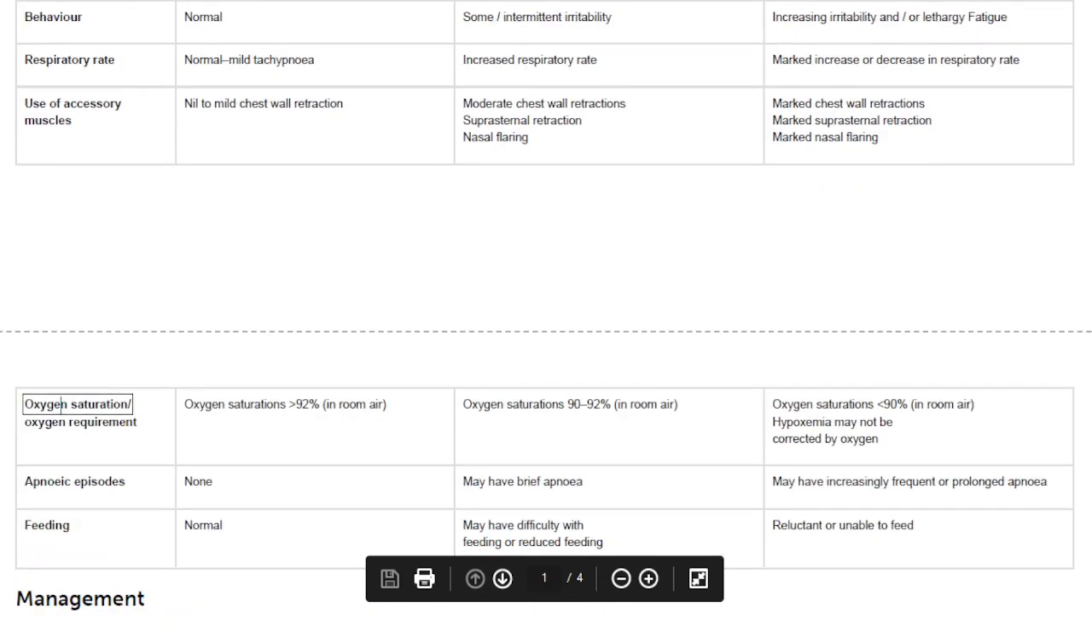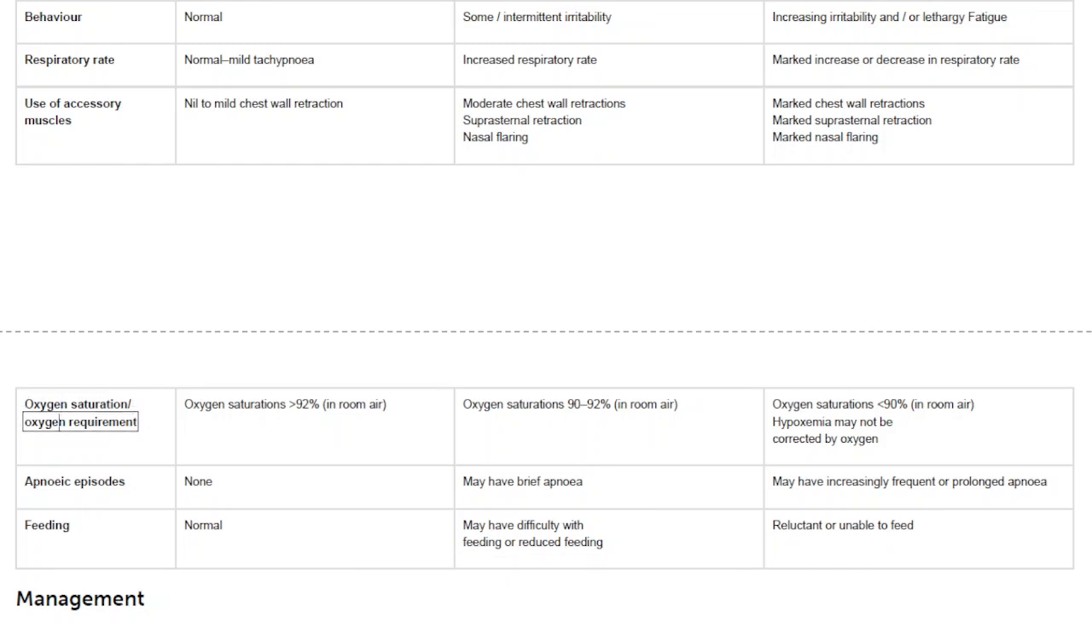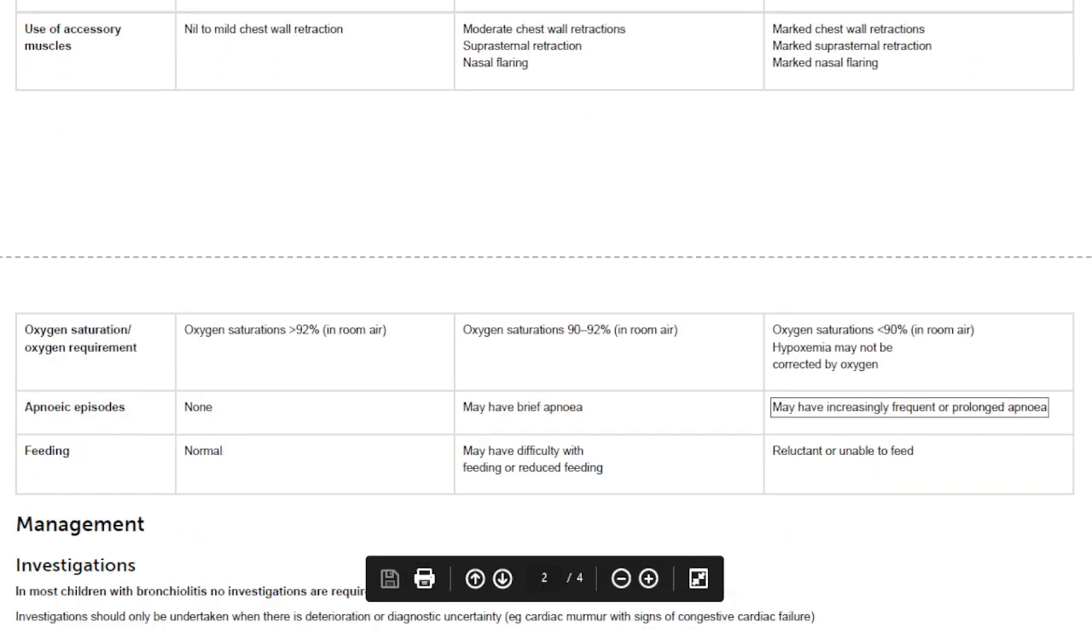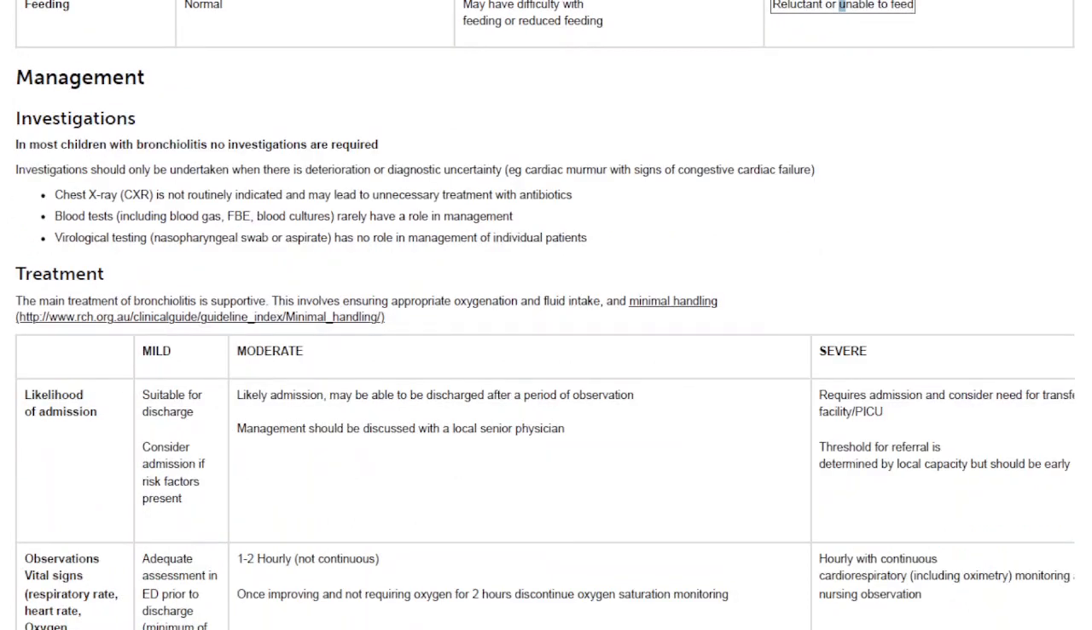Severe: oxygen saturation/oxygen requirement, oxygen saturations less than 90% in room air. Hypoxemia may not be corrected by oxygen. Apnoeic episodes: may have increasingly frequent or prolonged apnoea. Feeding: reluctant or unable to feed.